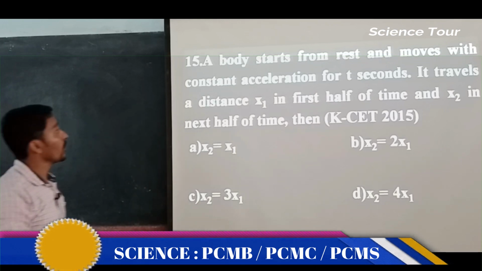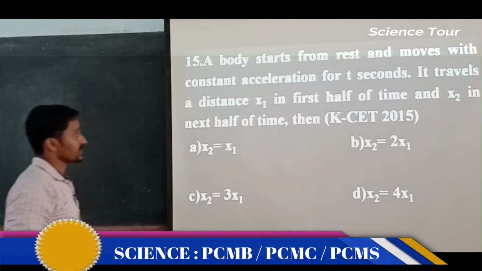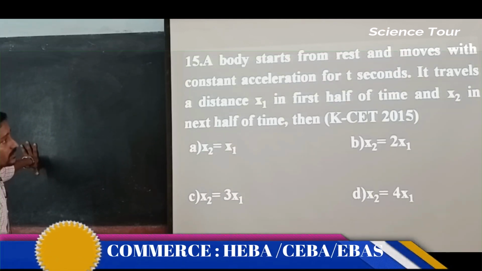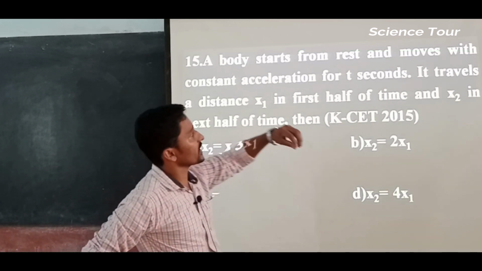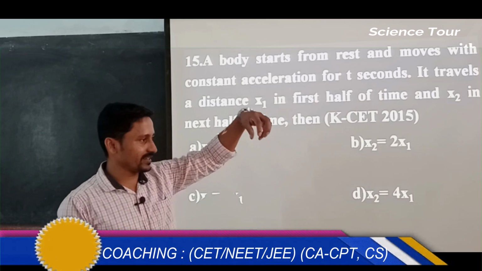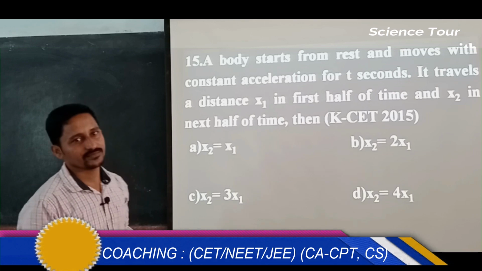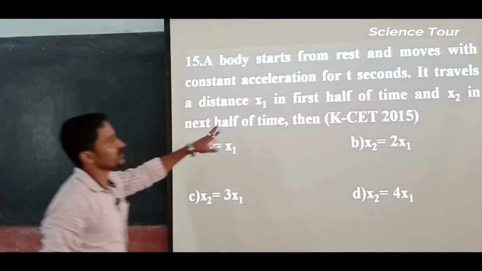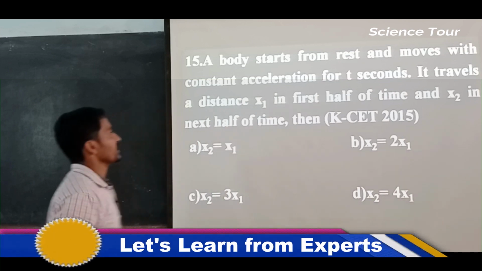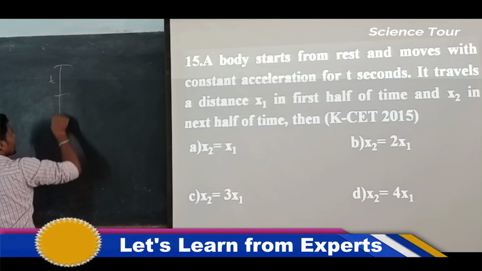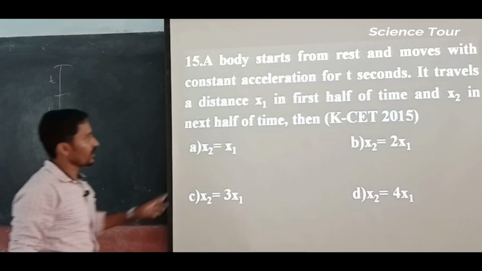15th one. A body starts from rest and moves with constant acceleration for t seconds. It travels a distance x1 in the first half of the time and x2 in the next half of the time. It is nothing but a freely falling body case, with constant acceleration. Here x1 is the distance in the first half and x2 in the second half, which means the time is the same.